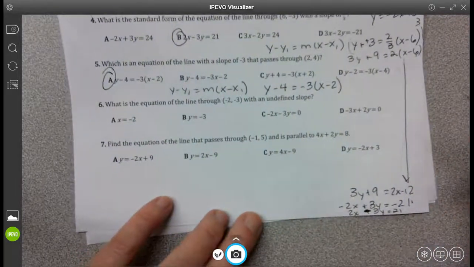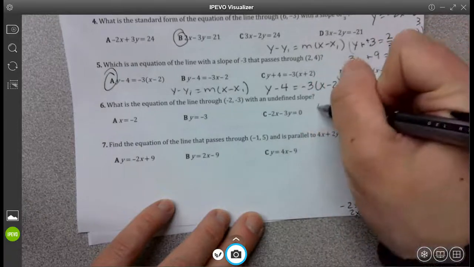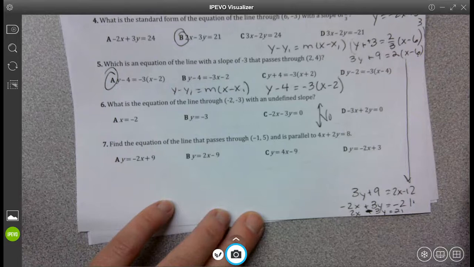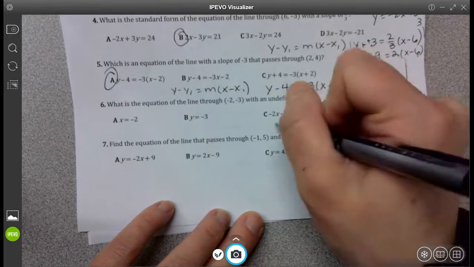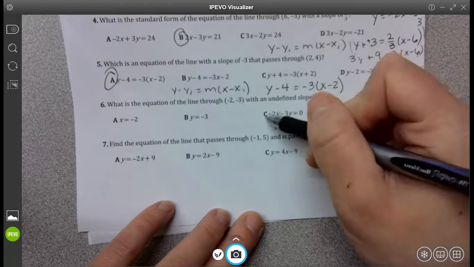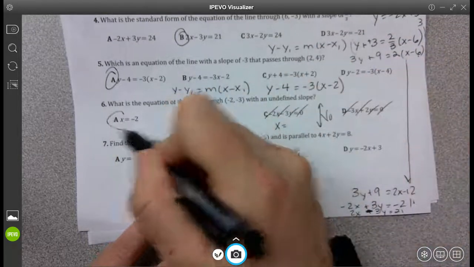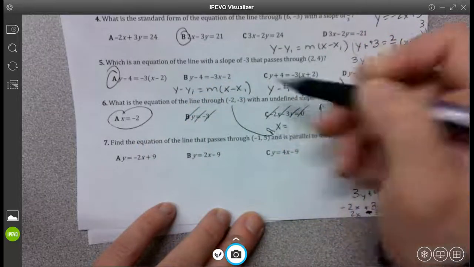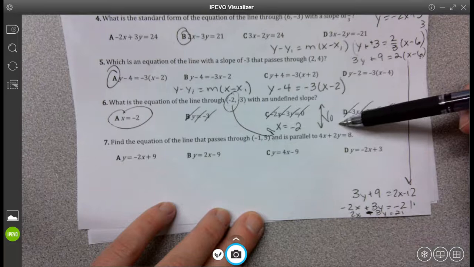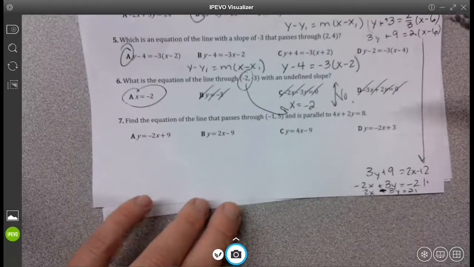Which equation goes through -2, -3, and has an undefined slope? So undefined slope means no slope. If you have no slope, you cannot be written in slope-intercept form. You have to be an x equals equation. This is not an x equals equation. This is not an x equals equation. This is not an x equals equation, but this is, yeah. And x is -2. So you have to be an x equals.